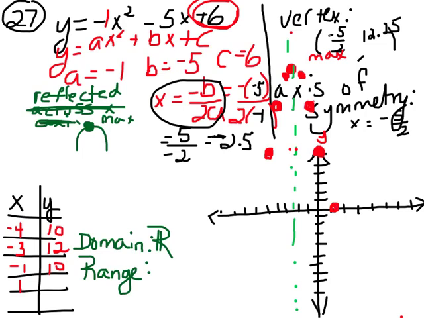Now let's think about that. How far is that from the axis of symmetry? 1, 2, 3.5. So a half, 1, 2, 3 on this side. Here's my other point. Now, that gives me enough to graph this and get it really well graphed.